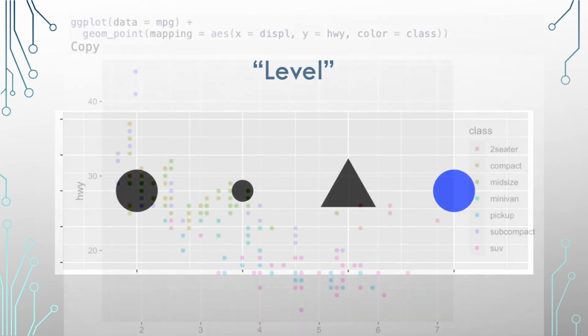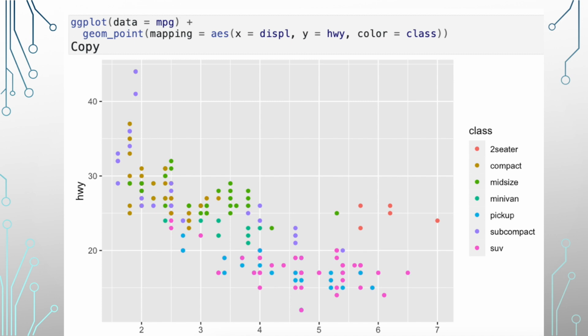For example, you can map the colors of your points to the class variable to reveal the class of each car. To map an aesthetic to a variable, associate the name of the aesthetic to the name of the variable inside aes() parentheses.